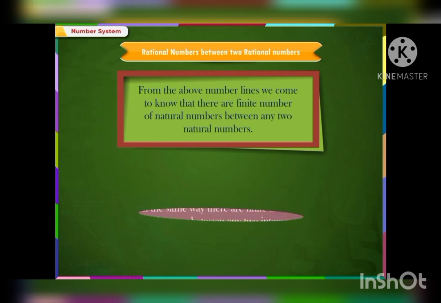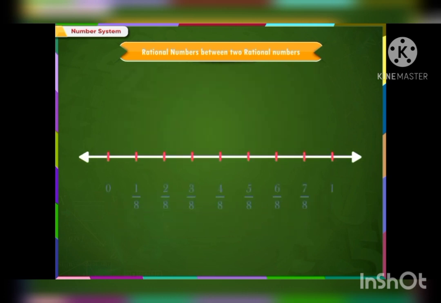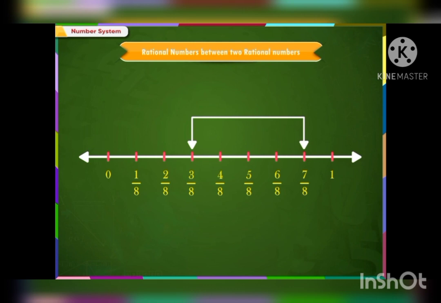Let us now turn to rational numbers. How many rational numbers are there between 3 by 8 and 7 by 8? Mark the rational numbers: 1 by 8, 2 by 8, 3 by 8 and so on till 1, that is 8 by 8. In between 3 by 8 and 7 by 8 are 4 by 8, 5 by 8, 6 by 8. Is the answer correct?